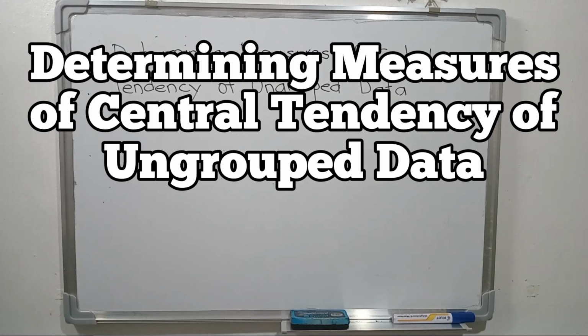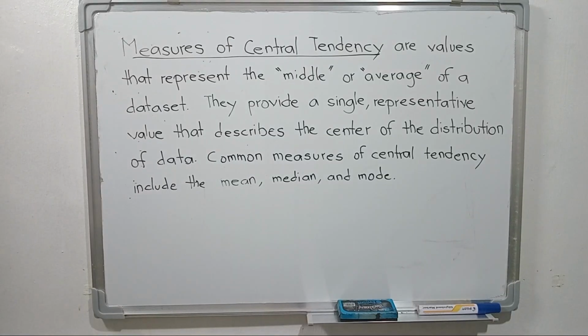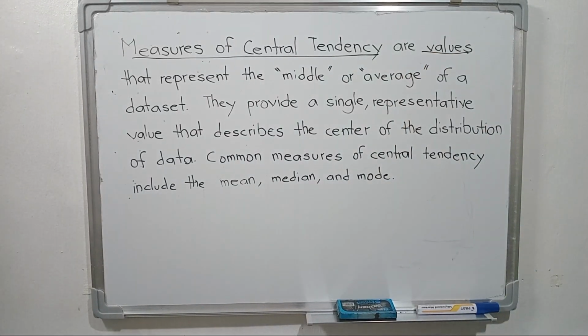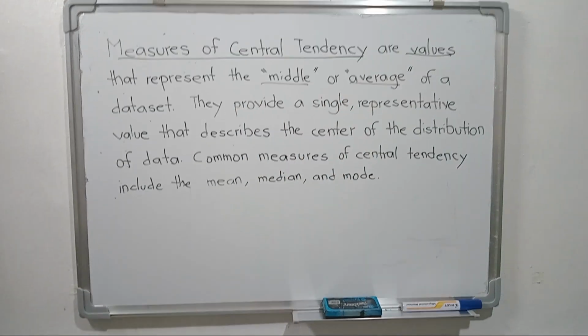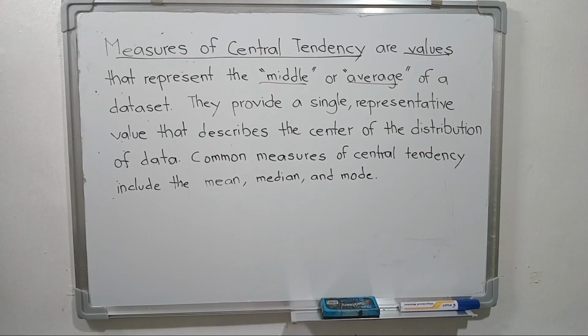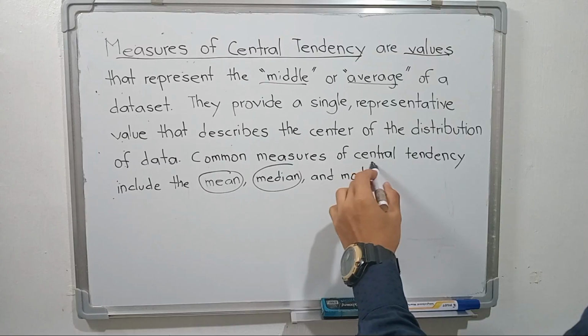Good day, learners, and in this video we're gonna talk about determining measures of central tendency of ungrouped data. Measures of central tendency are values that represent the middle or average of a dataset. They provide a single representative value that describes the center of the distribution of data. Common measures of central tendency include the mean, the median, and the mode.